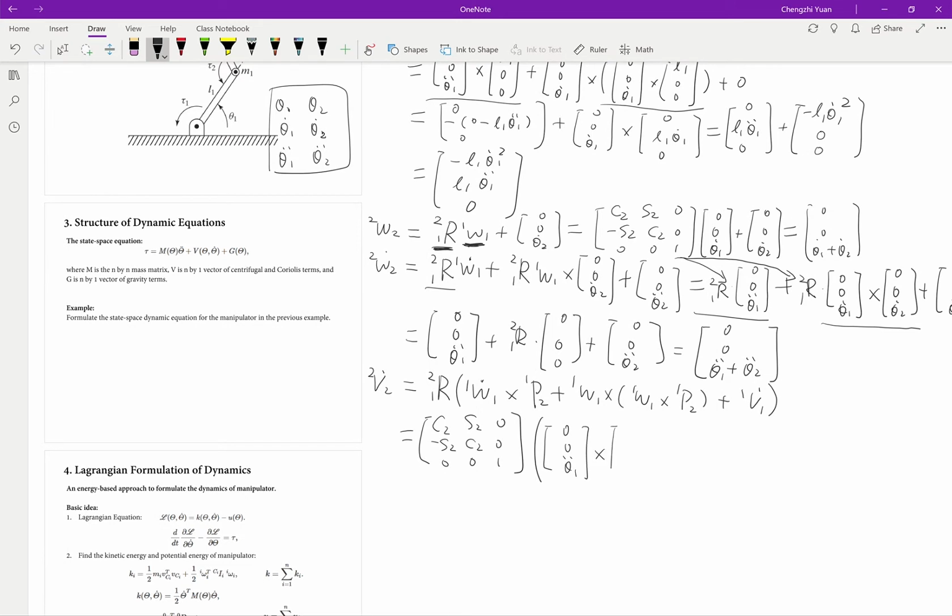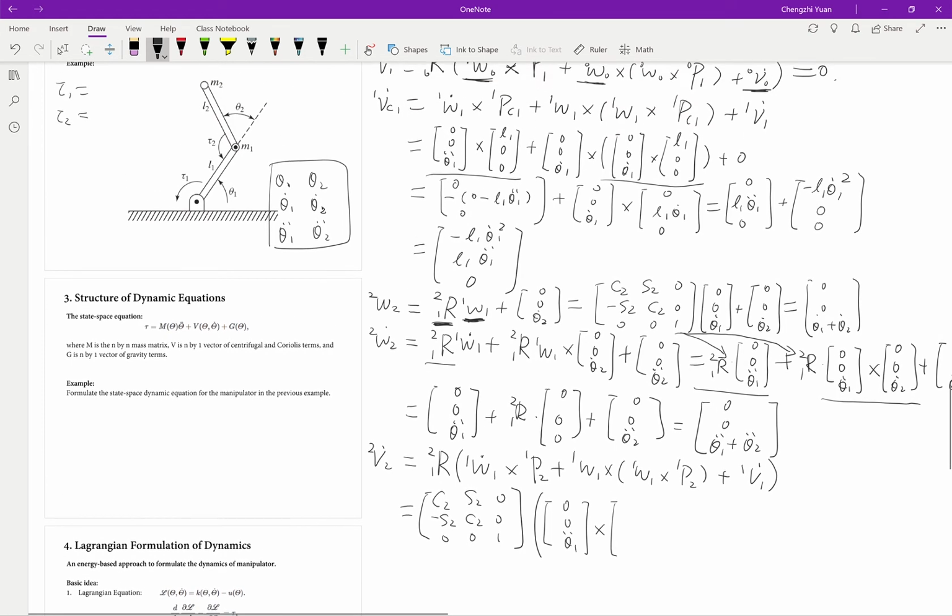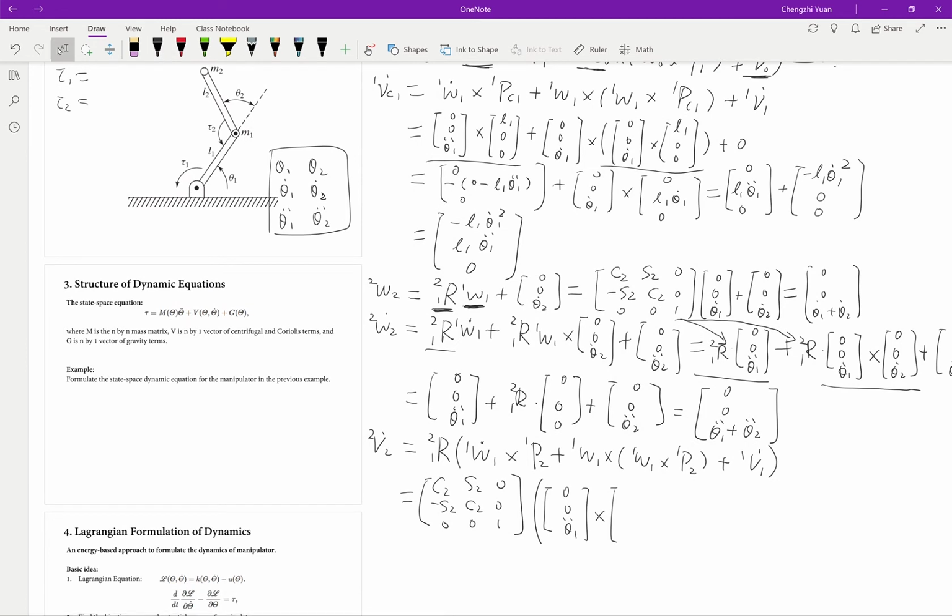Cross products, the translation vectors from frame 1 to frame 2. So what would the translation vector from frame 1 to frame 2 be? It would be the same, and this is also in the information from the kinematics model. It would be equal to L1, 0, 0.